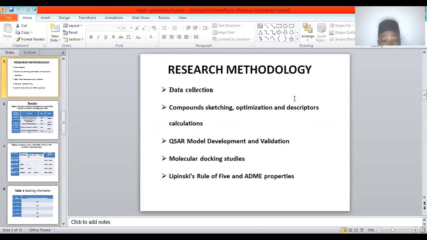Research methodology, data collection: a series of 2013 carrying thiazole moiety derivatives with the IC50 were retrieved from the literature of Abu Zaid et al., 2019. The inhibitory activities were linearized by taking the negative logarithm to the base 10. The compounds were sketched using ChemDraw Ultra 12 and transformed into 3D formats using Spartan software.